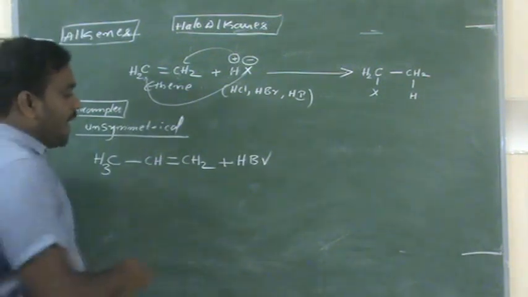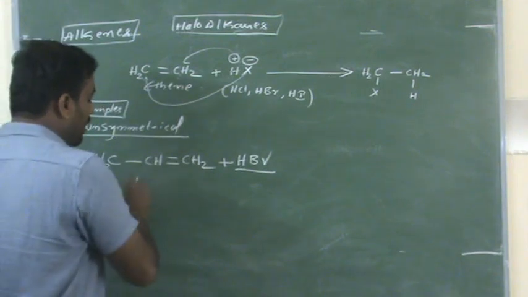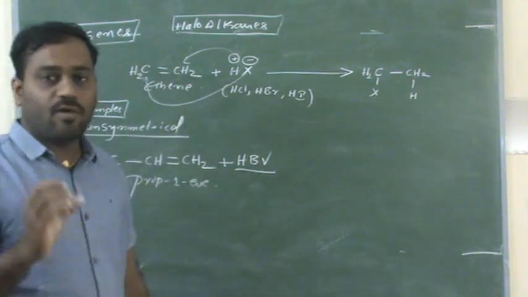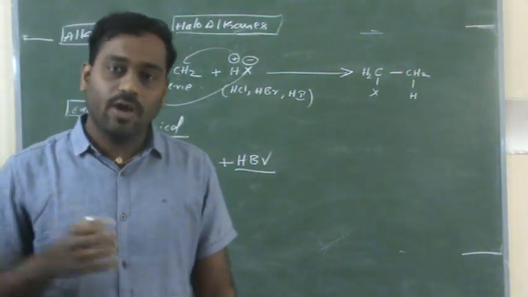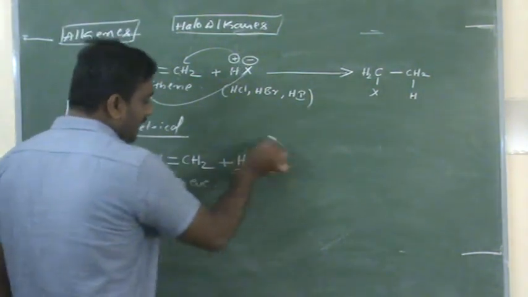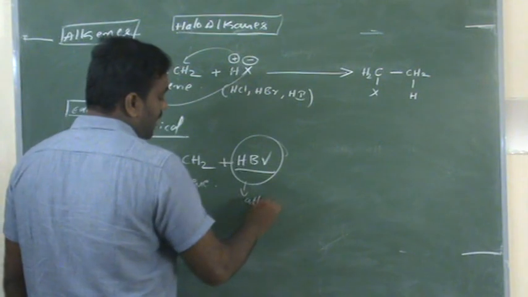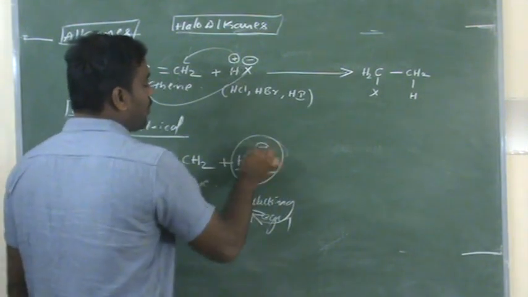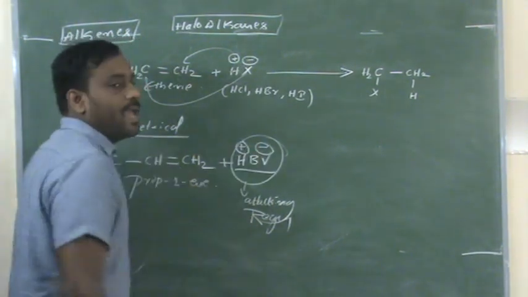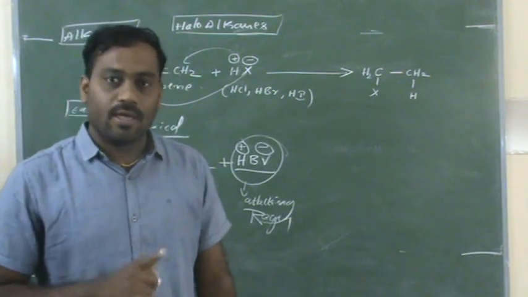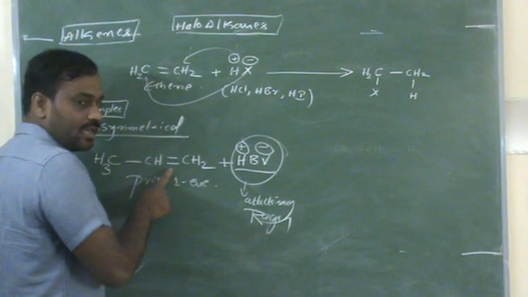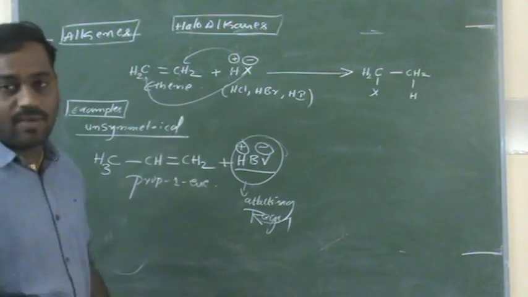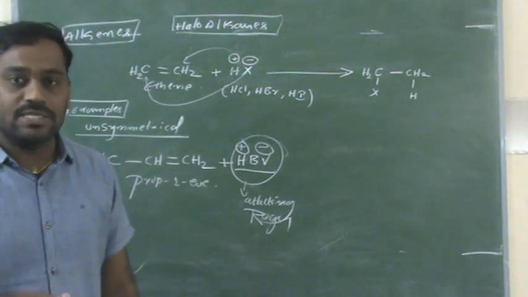But when you come to adding the same HBr to the unsymmetrical alkene, for example prop-1-ene, there is a following of Markovnikov rule. What is the Markovnikov rule? This is the attacking reagent. In this attacking reagent, which is the negative part? The negative part is Br minus, the positive part is H plus. The negative part is added to the carbon atom of the unsymmetrical alkene having less number of hydrogens.